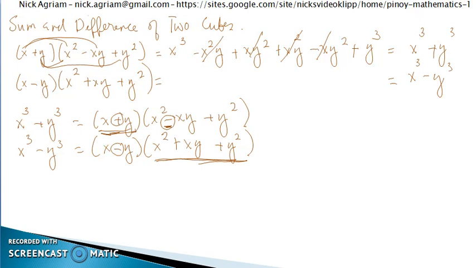Good luck for your review if you're reviewing for your exams. The next topic that I'm going to discuss is factoring by grouping. I already introduced that in factoring polynomials, factoring general trinomials, in a sort of way, but we will see what we can find also in this topic, factoring by grouping. See you next time.